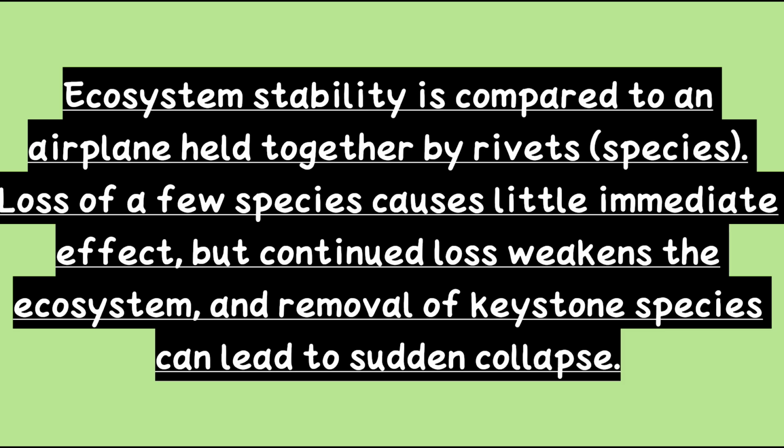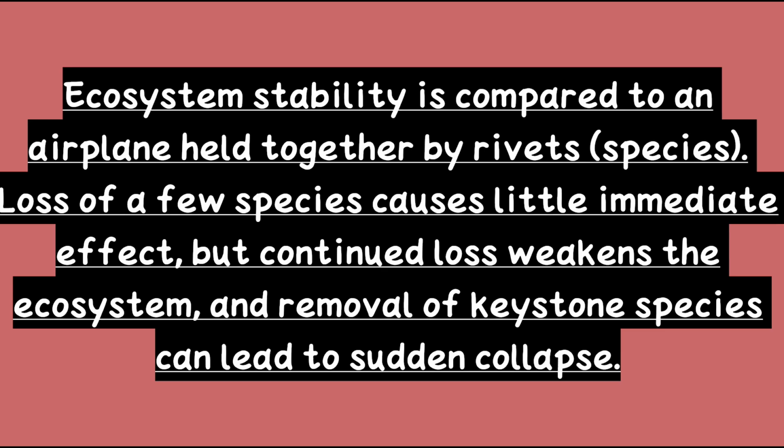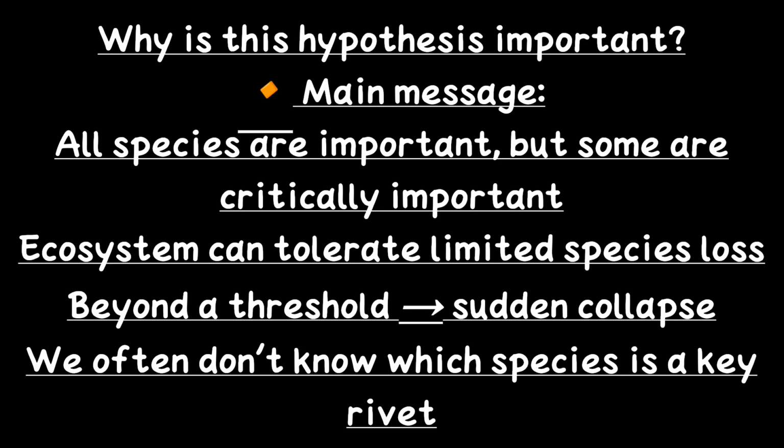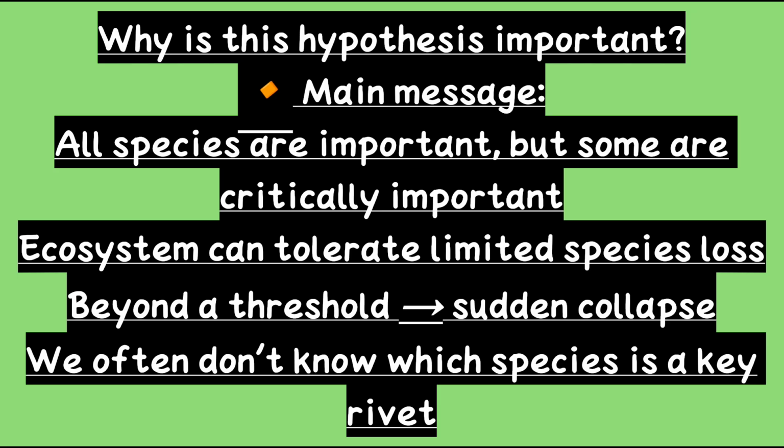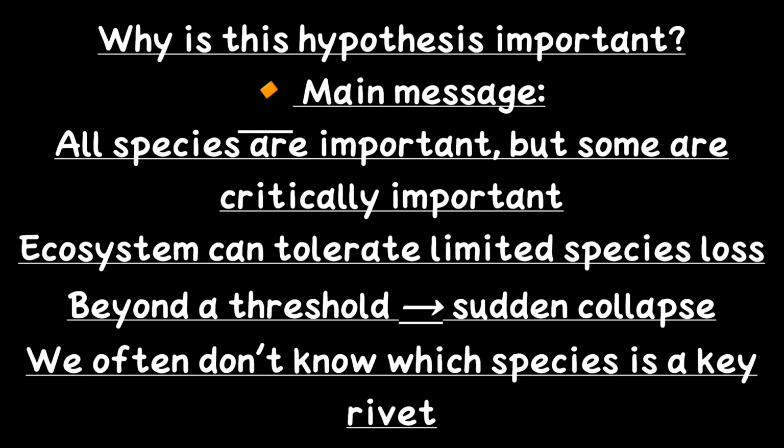With the loss of keystone species, that is the rivets holding the wing or engine, when they are removed the plane suddenly crashes, so the ecosystem collapses. These keystone species are like top predators, pollinators and foundation species. So why is this hypothesis important? The main message is that all species are important, but some are critically important. An ecosystem can tolerate limited species loss, but beyond a threshold there is a sudden collapse. We often don't know which species is the key rivet.